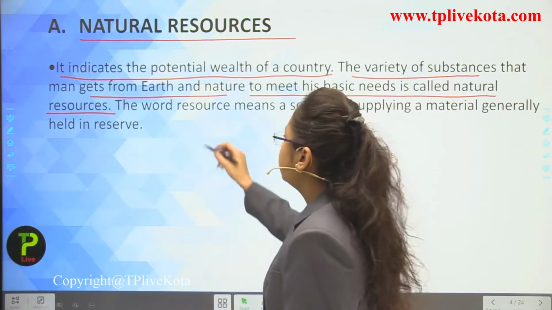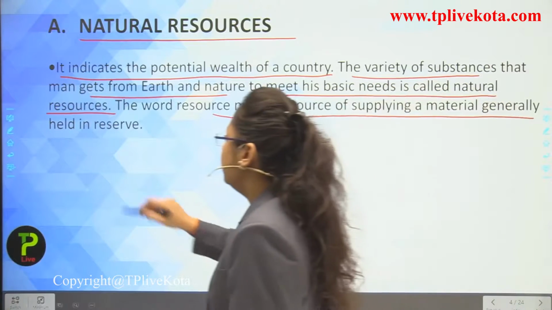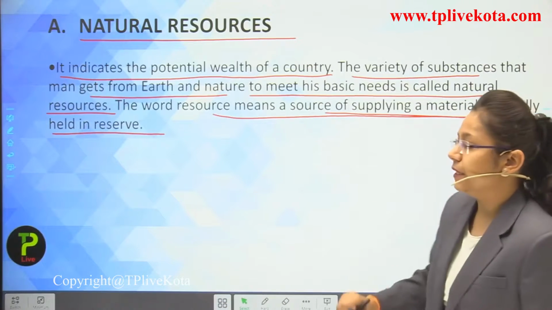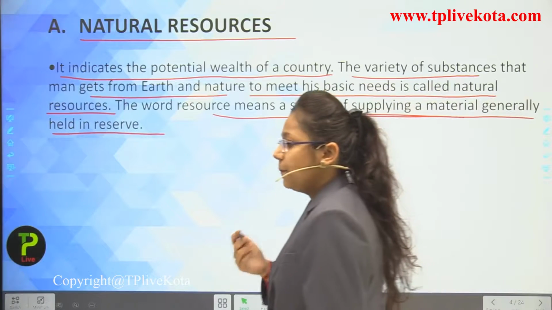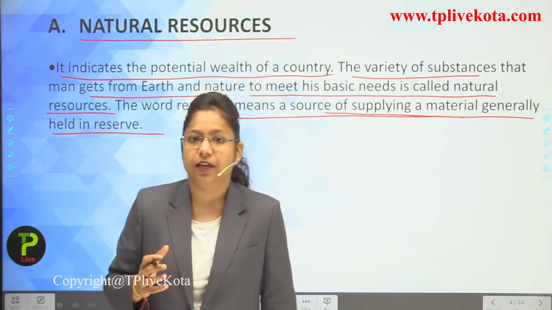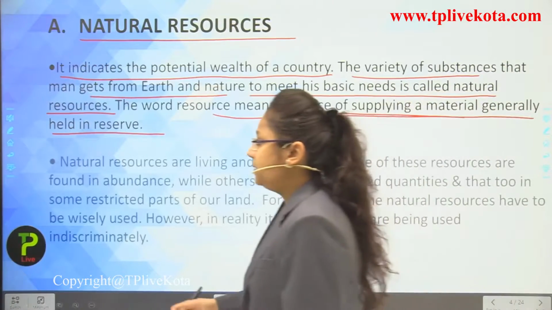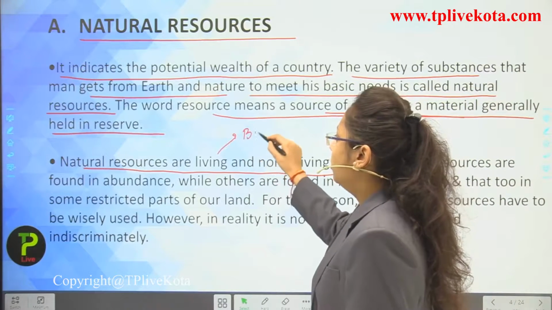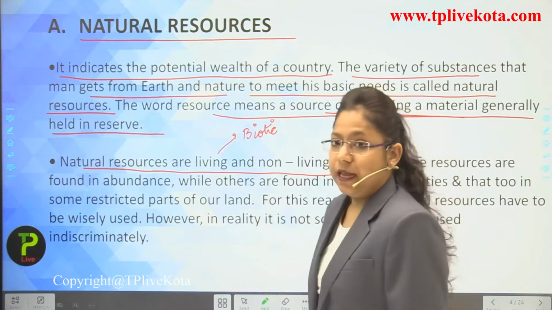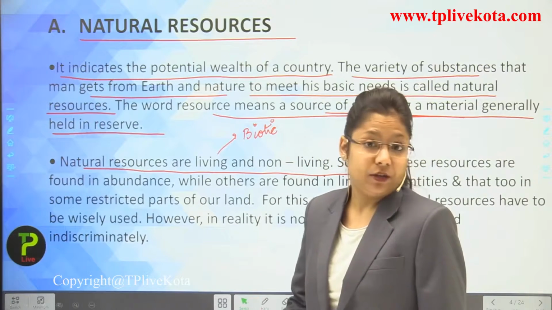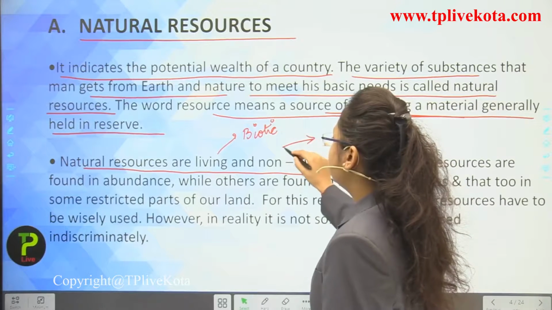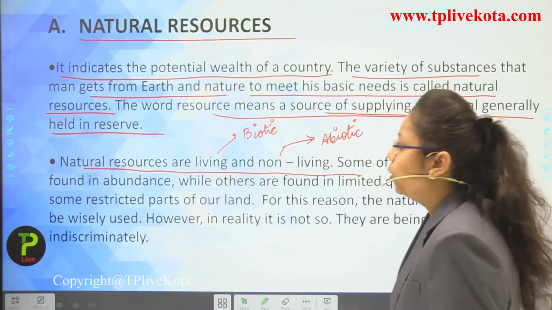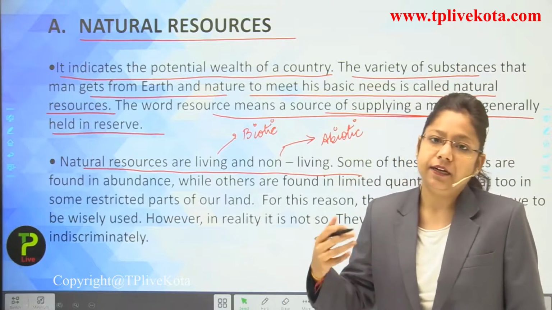Now next, the word resource means a source of supplying a material, generally held in reserve. Okay, so how the source is supplying the material, we will study about this thing as well. Now students, see the next line. Natural resources are living and non-living, so they may be what? Biotic, including all the biotic factors like living organisms, plants, animals, microorganisms. And if we talk about non-living sources, then they are known as what? Abiotic. So abiotic includes what? Air, water, sunlight. So natural resources are living also and non-living also.